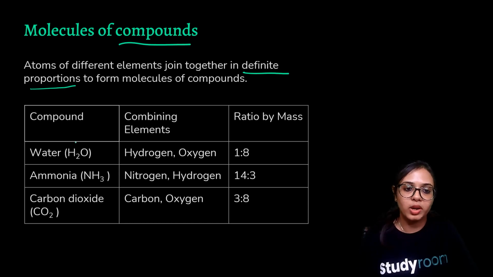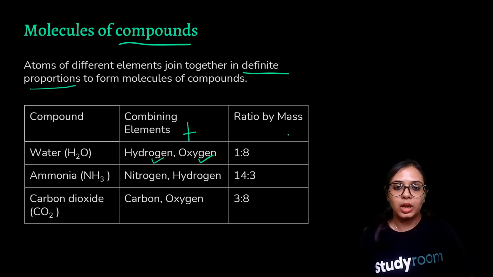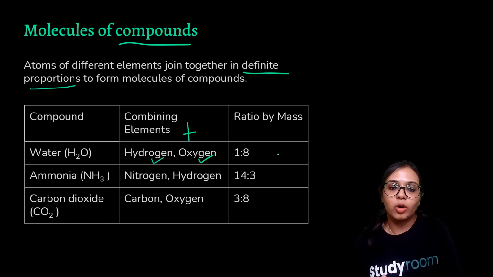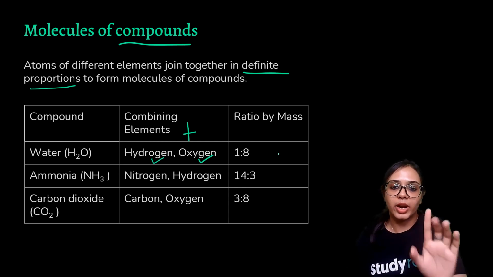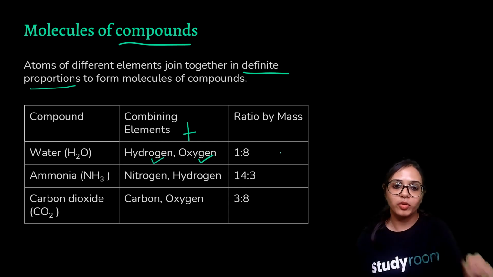For example, water is a compound where the combining elements are hydrogen and oxygen. So atoms of different elements, hydrogen and oxygen, come together in combination to form the compound water, and the ratio by mass is 1:8. So every 1 gram of hydrogen combines with 8 grams of oxygen to form water.